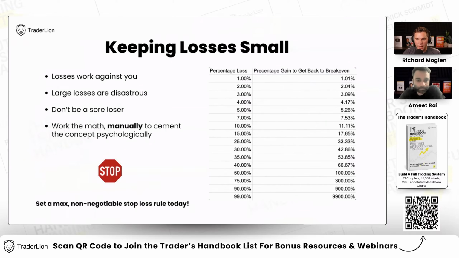And this is the chart that Ryan was talking about. This is why it's so important to keep losses small. You've probably seen a version of this chart quite a bit, but it's important to reemphasize that losses work against you, and the bigger they get, the tougher they are to recover. This is true at both the portfolio level and the individual position level. You don't want to be a sore loser. Work the math, cement this concept psychologically, and always set a max non-negotiable stop loss rule today, and make sure you don't overcome that.